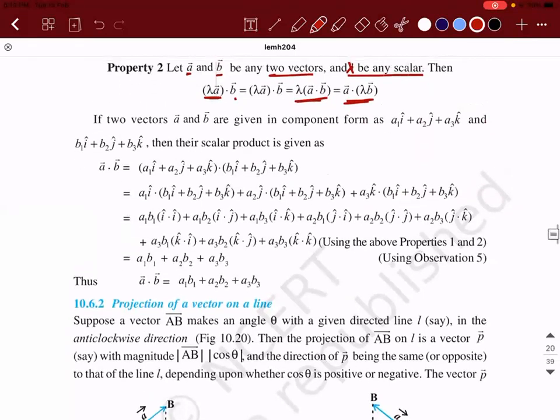Okay. Next is, if A vector is given as A1 I cap plus A2 J cap plus A3 K cap, and B vector is given as B1 I cap plus B2 J cap plus B3 K cap, then A dot B is equal to how much? A1 B1 plus A2 B2 plus A3 B3. So this is what happens.